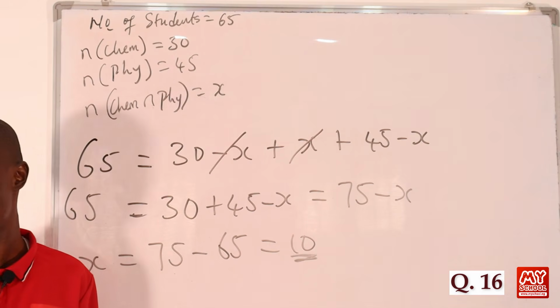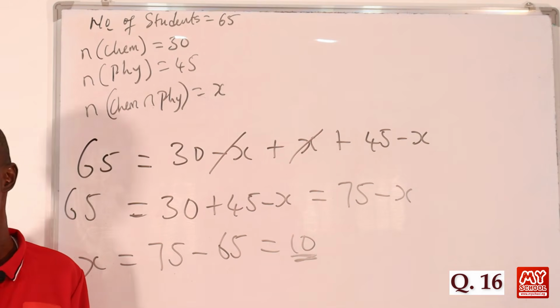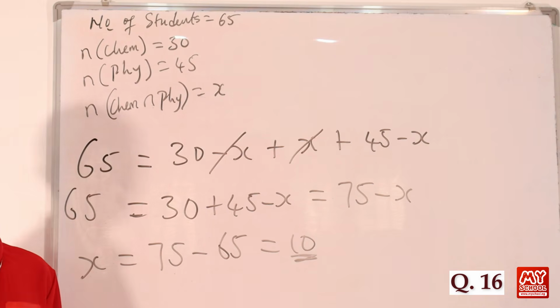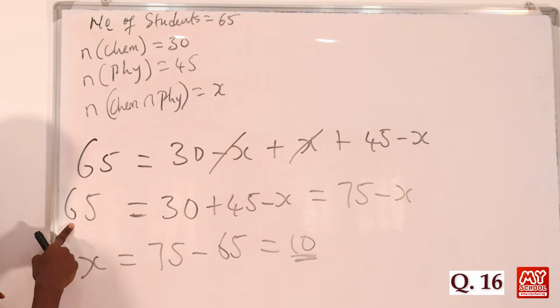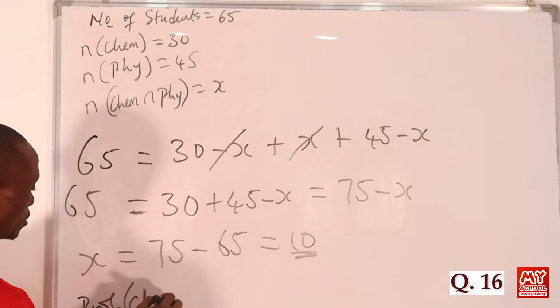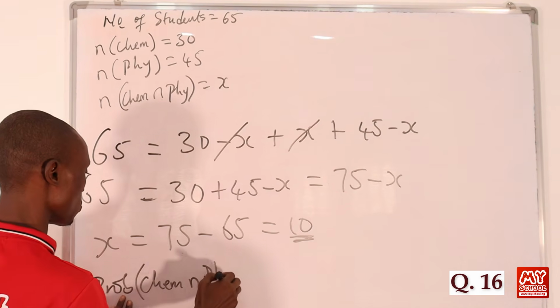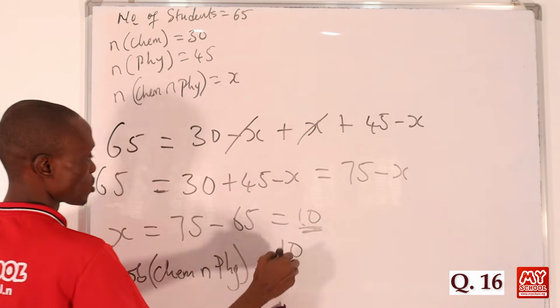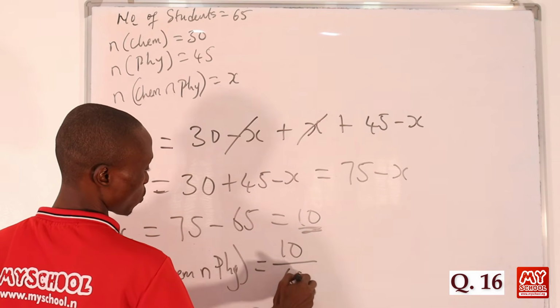But in this question, we are asked to find the probability that a student selected from the class offers physics and chemistry, if every student offers at least one subject. So we know that the total number of students in the class is 65, right? So for us to get that probability of a student offering both, the probability will be equal to 10, which is the number of students that offer both subjects, all over the total number of students, right?